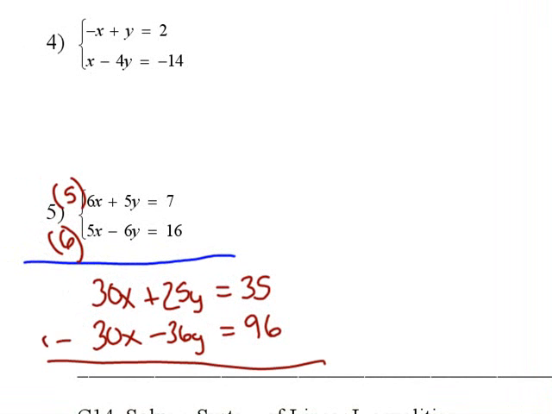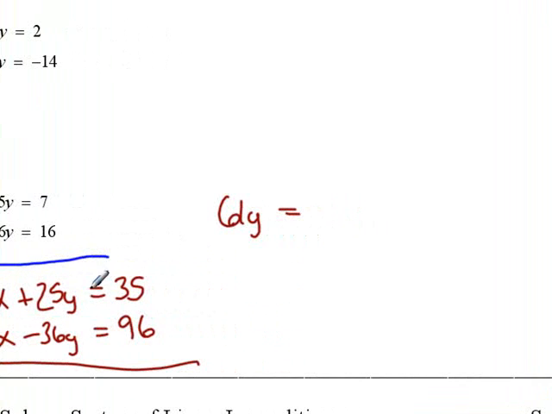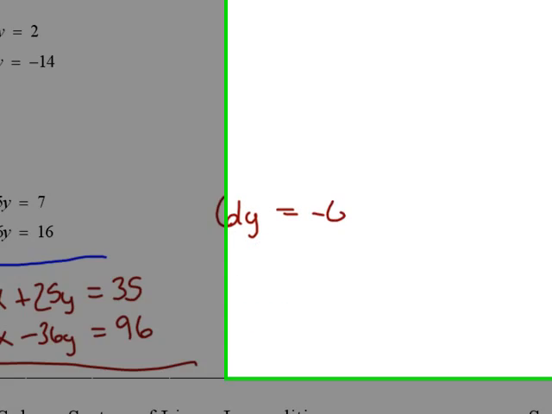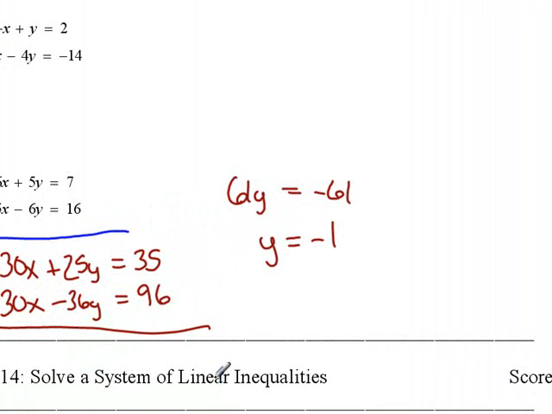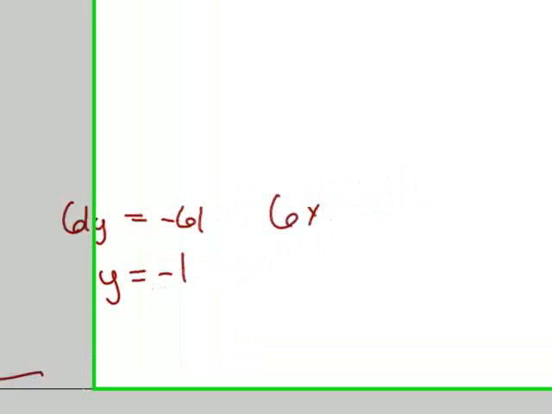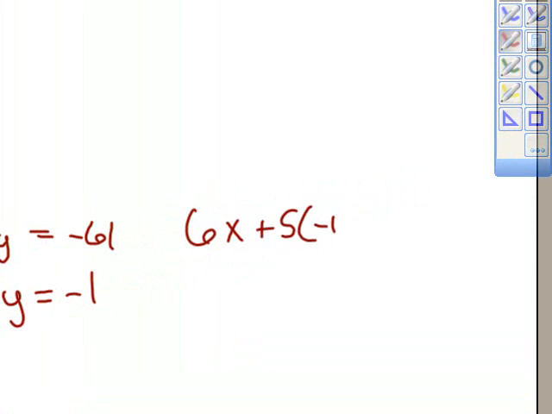If I subtract these equations, I'll get something I can work with. 30x minus 30x is 0, that's a good thing. 25y minus a negative 36y is 61y equals 35 minus 96, which is negative 61. So when we divide both sides by 61, we get y as negative 1. Let's take that value for negative 1, put it back in the first equation to see what x is. So 6 times x plus 5 times y, which is negative 1, equals 7. 6x minus 5 equals 7.